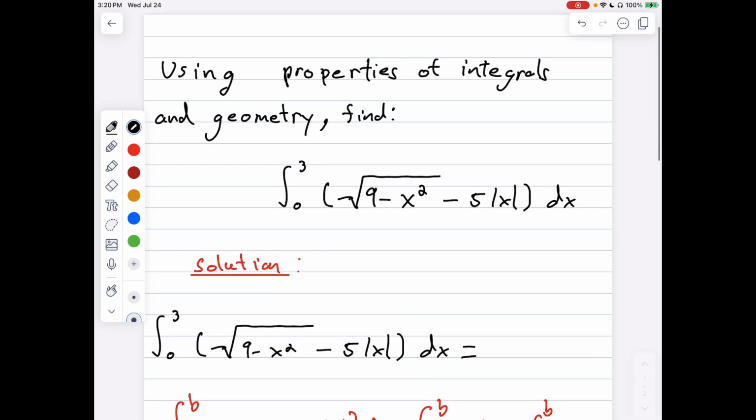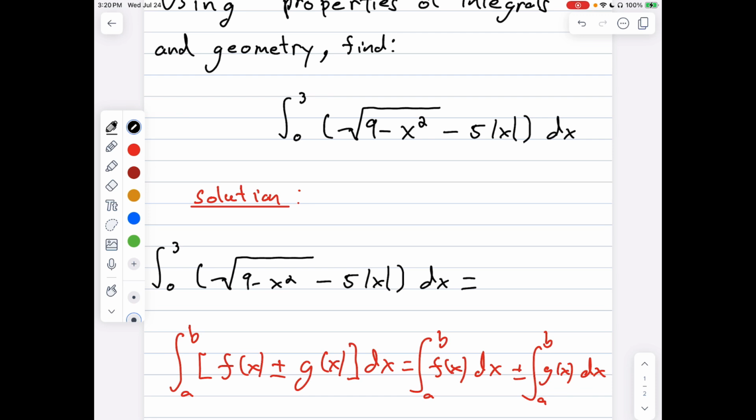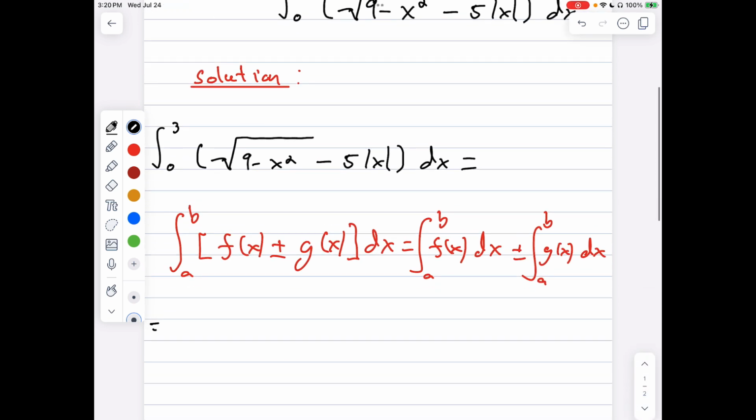For our solution, we're going to start off by using a property which says that if you find the integral from a to b of a sum of two functions, it's equal to the sum of the integrals. So the integral from a to b of f of x plus or minus g of x dx equals the integral from a to b of f of x dx plus or minus the integral from a to b of g of x dx. So it could be adding or subtracting. This depends on both the integral of f of x and g of x existing, which is the case here, so we won't have an issue.